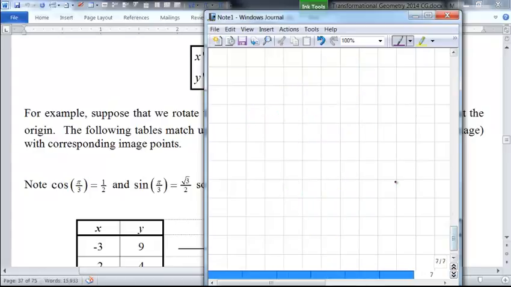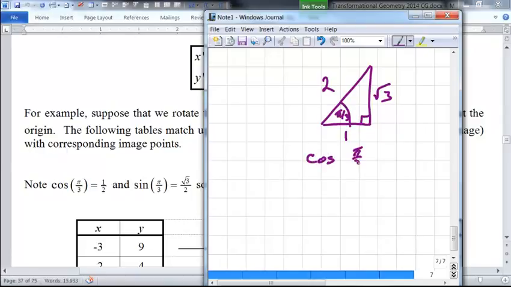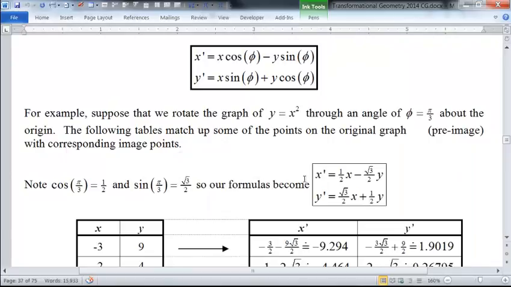So let me redraw this. If this is pi over 3, this is 1, this is 2, this is square root of 3. Not exactly drawn to scale, but we can now find the sine, cosine, and tangent and so forth of this. So the cosine of pi over 3 is adjacent over hypotenuse, it's 1/2, and the sine of pi over 3 is opposite over hypotenuse, square root of 3 over 2, and that's what I have here. And so now we can use those values and plug those in the formula.